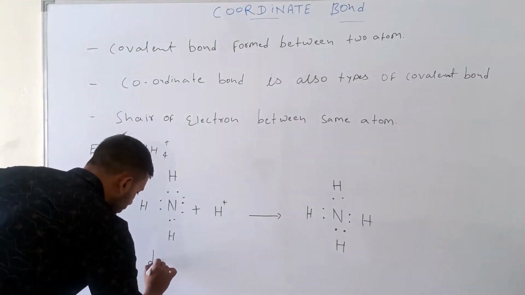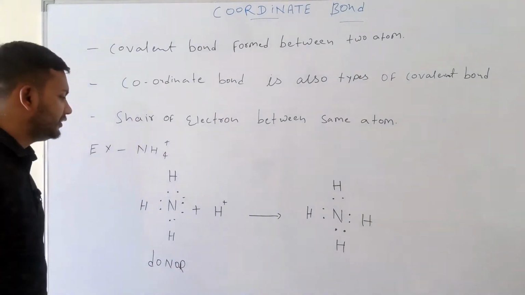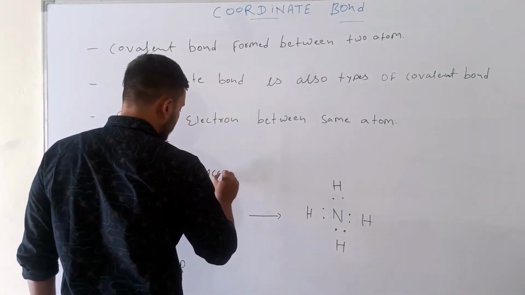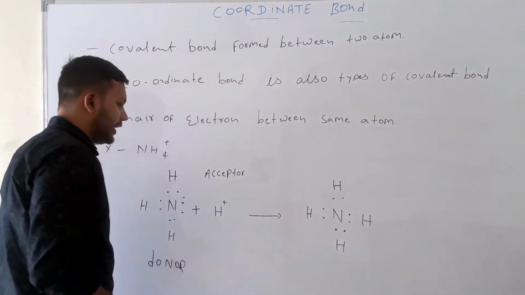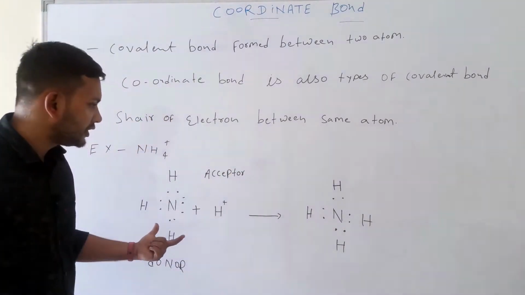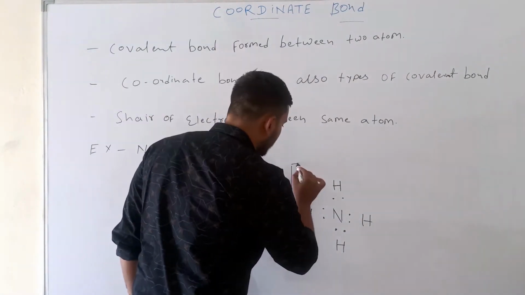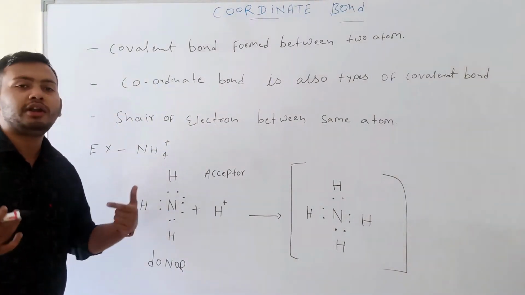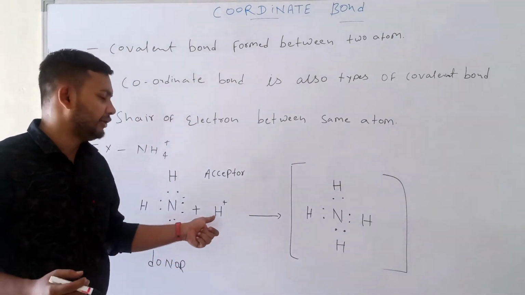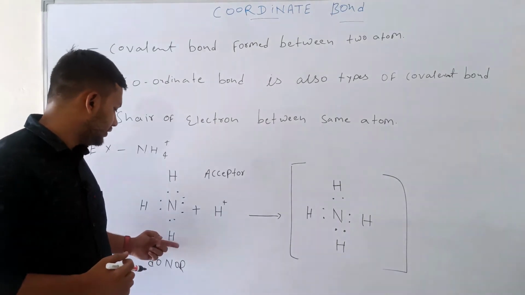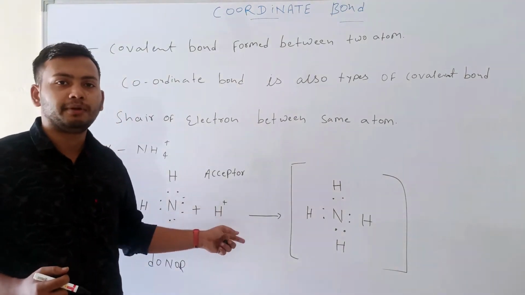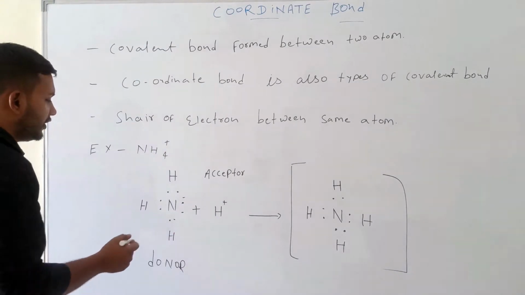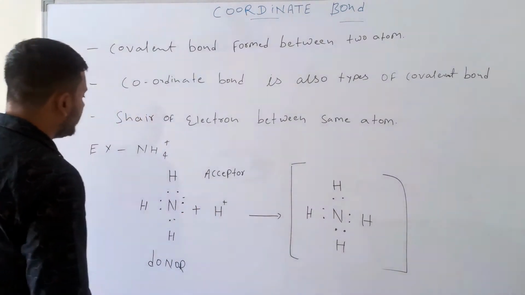So we call it the donor, and this hydrogen accepts the electrons, so we call it the acceptor. Nitrogen donates its electrons and hydrogen accepts electrons. This compound is the donor and that one is the acceptor. The bond formed between a donor and an acceptor is called a coordinate bond.